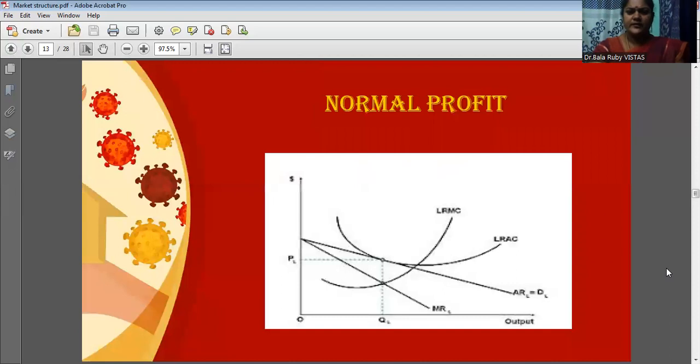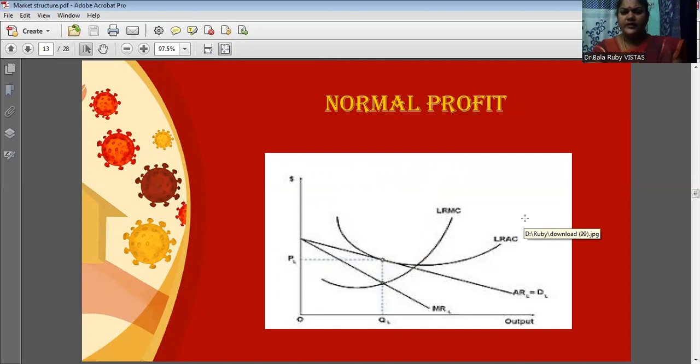Then you come to the next possibility, that is normal profit. See, like in perfect competition, here also there is a possibility of earning some normal profit. See, first you draw this average revenue curve, then you draw the marginal revenue curve. See, always in monopolistic competition, the line is a downward sloping line only. Both the average revenue and marginal revenue curves are downward sloping curves. Then you draw this average cost curve. It is a U-shaped cost curve. Then you draw this marginal cost curve. It passes through the minimum point of the average cost curve.